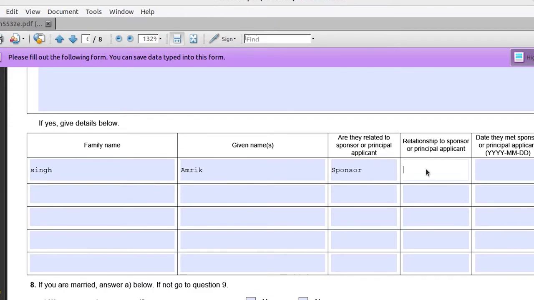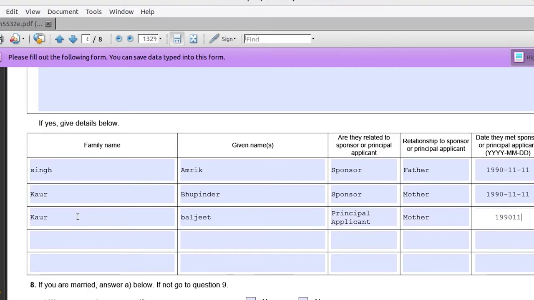Okay, relationship to sponsor, father. Alright. My mother's name. And Kamaljeet's mother's name. Principal applicant, mother, and Kamaljeet's elder brother's name, principal applicant, brother, his date of birth, okay, and Kamaljeet's elder sister.